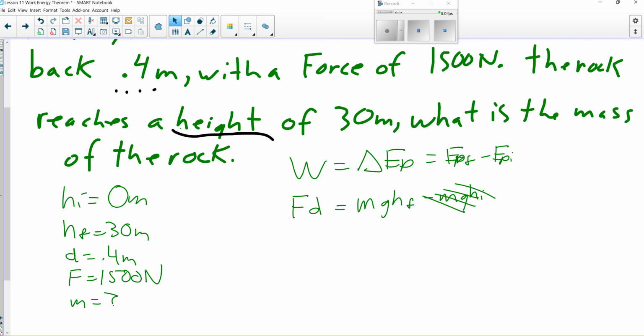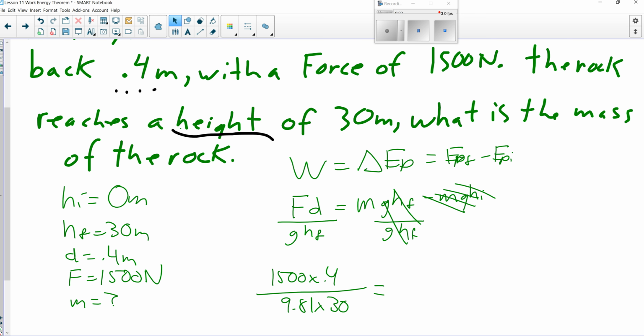Now there's only 1 m to solve for, so that saves us a lot of bother. All right, I need to isolate m. So what do I do with g and hf? Divide them over, right? That will leave m isolated on the other side. Now I just plug in my numbers. 1,500 newtons times 0.4 meters divided by 9.81 times 30 meters.